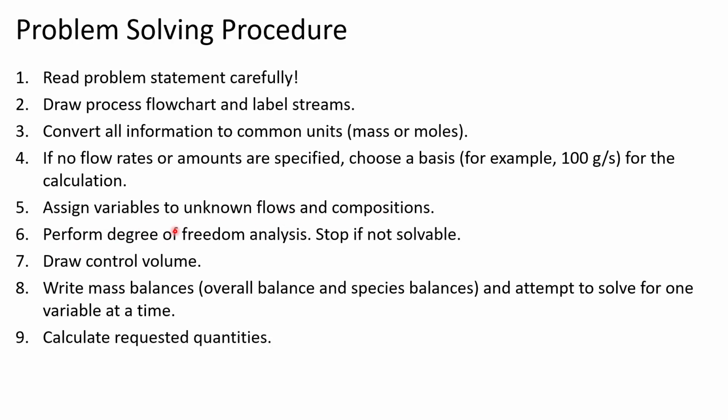Then we're going to perform a degree of freedom analysis. As we talked about last time, this involves counting the number of unknowns and then the number of components and seeing if they're equal to each other. Then we're going to draw a control volume and write our mass balances. We're going to write both an overall balance and individual species balances. And then we're going to attempt to solve for all the unknowns, ideally one variable at a time. Sometimes we can't solve for just one at a time. We have to solve 2 equations simultaneously. And finally, if there's additional quantities that are requested, then we'll have to perform calculations to get those additional quantities.